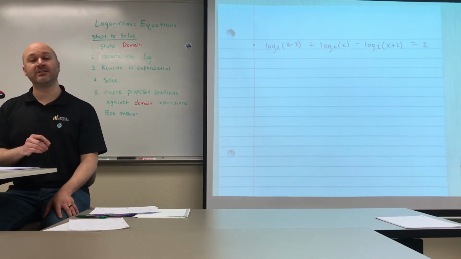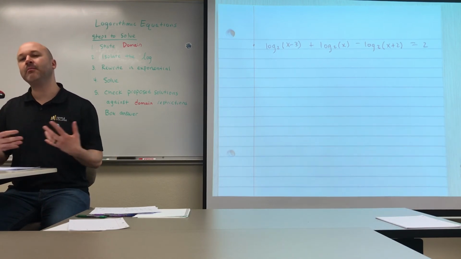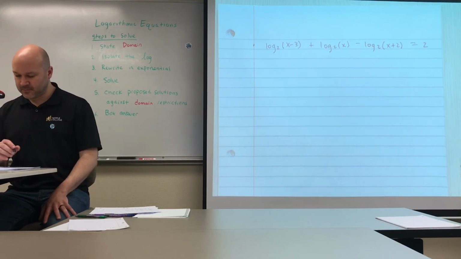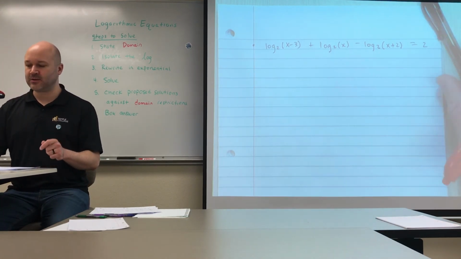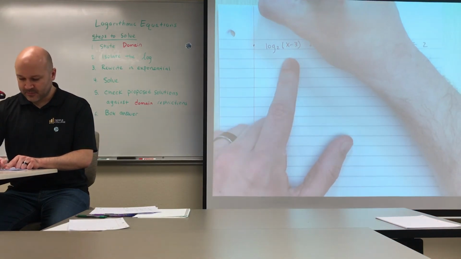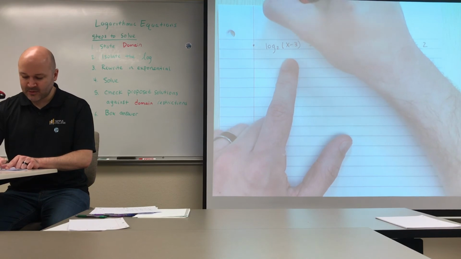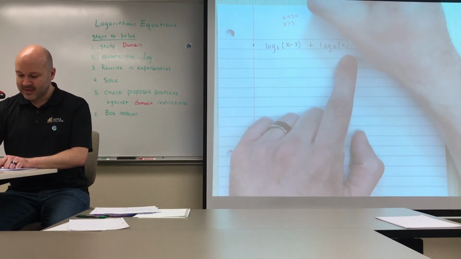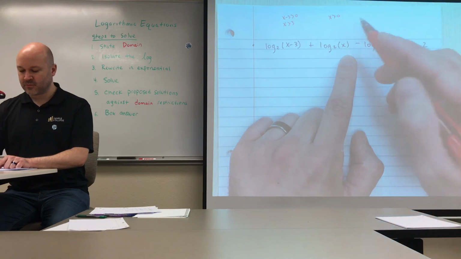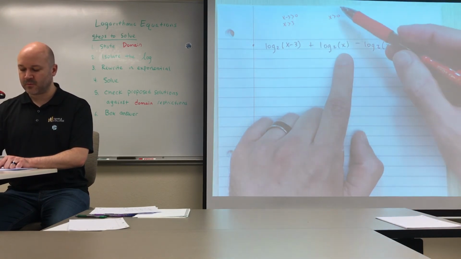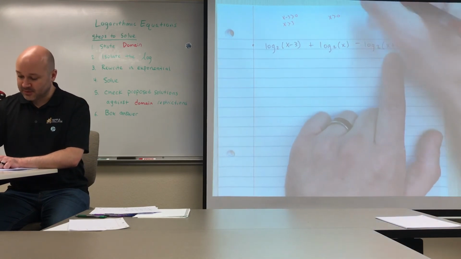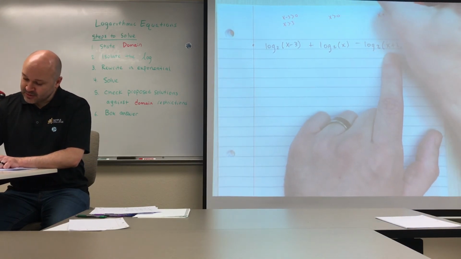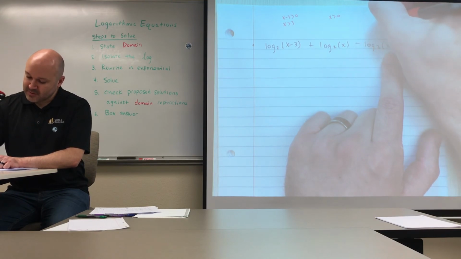So conveniently, all these logs have the same base, meaning I could probably condense them in a second. But before I do any of that, I should really concern myself with the domain. The first one, x minus 3 has to be bigger than 0, so x has to be bigger than 3. The second one, x has to be bigger than 0. Okay, well yeah, that's more strict. Wait, I'm confused. The next one, x plus 2 has to be bigger than 0, so x has to be bigger than negative 2.